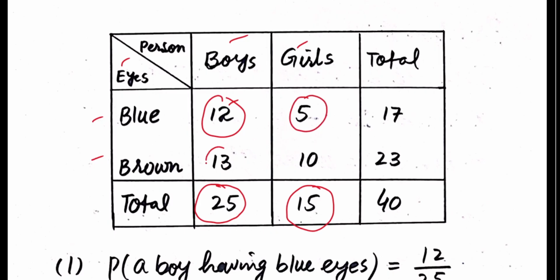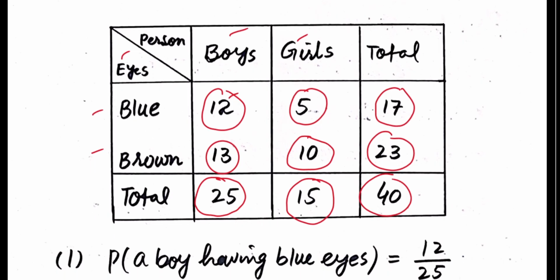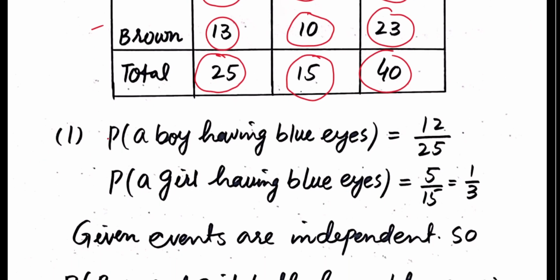So there are 13 boys having brown eyes and 10 girls have brown eyes. From both sides total should be 40. These are 12 plus 5, total 17 blue-eyed persons, and total persons with brown eyes are 23. 17 plus 23, this is 40, and 25 plus 15, these are also 40. We have to find a probability of a boy having blue eyes.